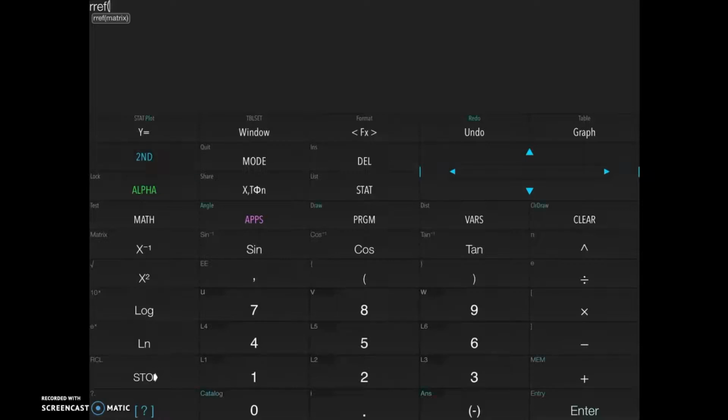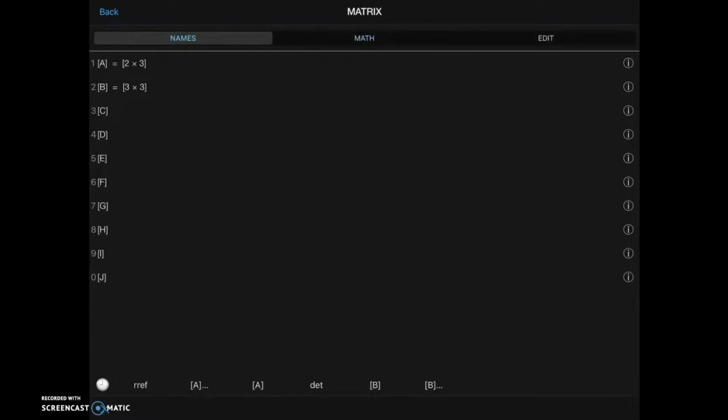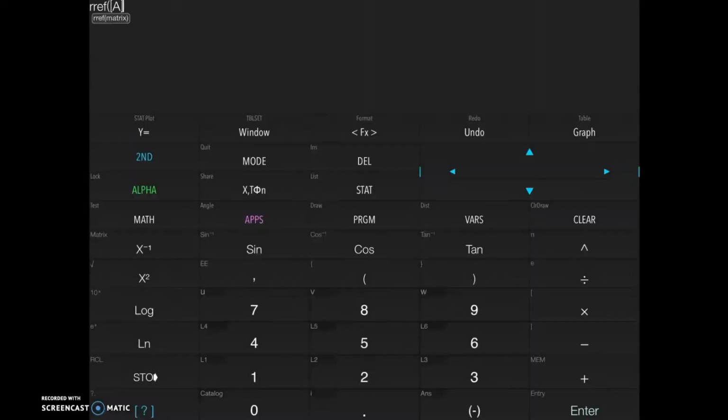So I'll hit second matrix. This time I'll go to names, and the matrix I'm interested in is that matrix A, so I'll click on that to pick it up. Okay, I've just told the calculator that I want to do a reduced row echelon form of the matrix A. It knows everything, so I'm just going to hit enter. And it gives me as the solution 1, 0, 4, 0, 1, 2. That's exactly what it should have been.